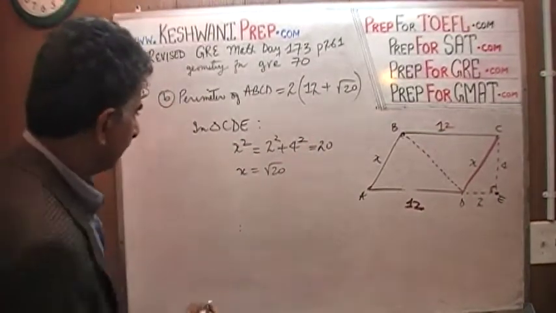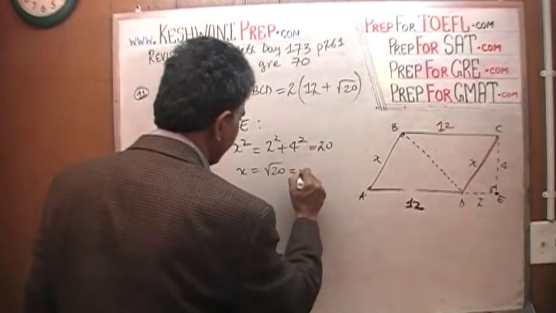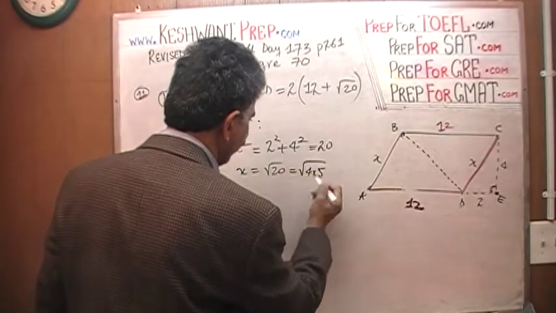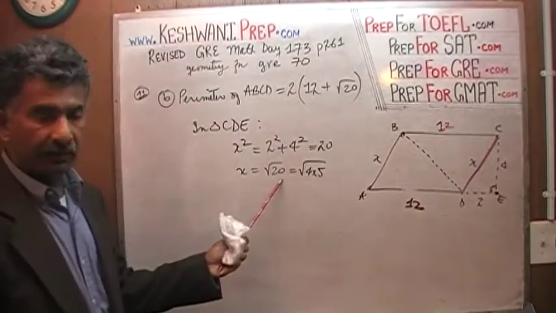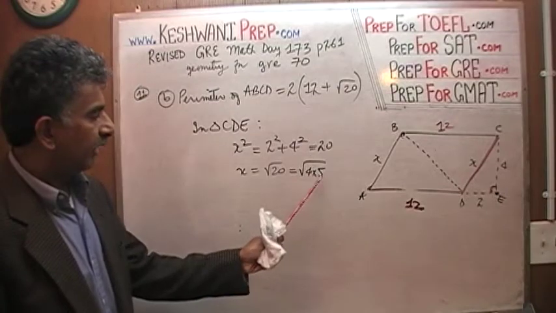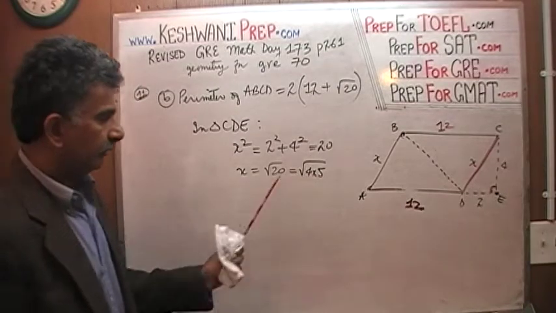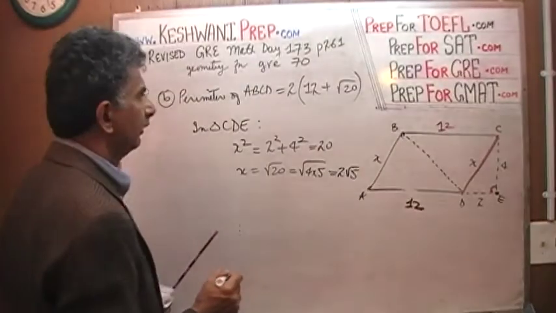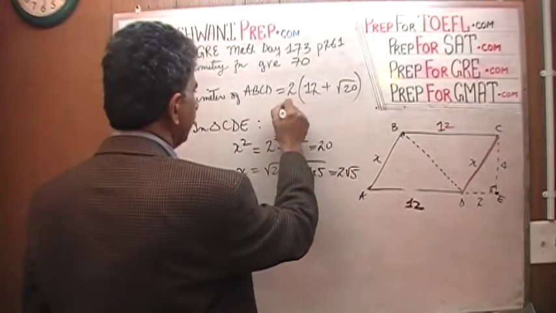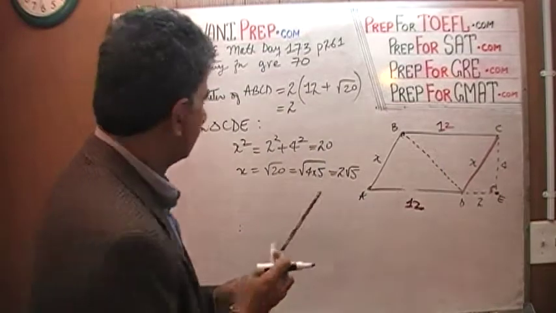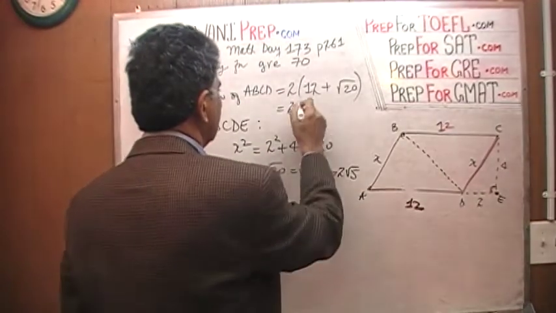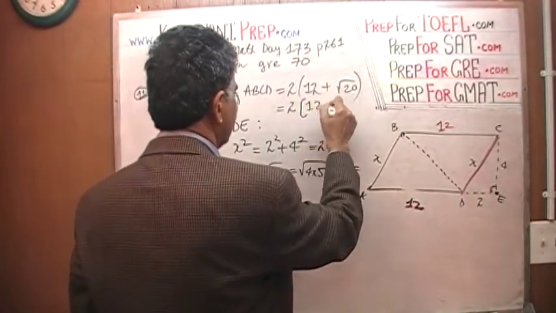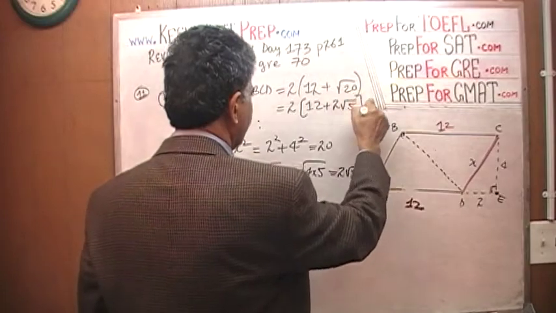The square root of 20 can be written as square root of 4 times 5. The square root of 4 we know is 2, so this is simply 2 times square root of 5. I'm going to put that here, so it's 2 times 12 plus 2 times square root of 5.